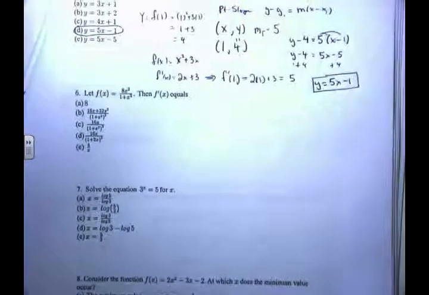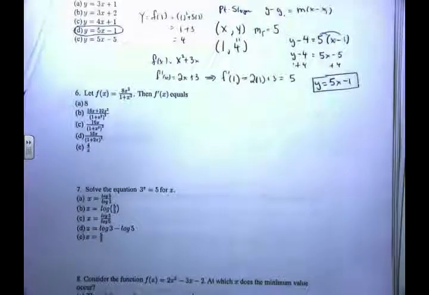Okay, the next one, and again, no calculators on this stuff. You'll notice that even in the simplest problems I am going to have to do some number crunching, but they're usually very simple numbers, like plugging in 1 or plugging in 0. All right. Let f of x be equal to 8x squared divided by 1 plus x squared. Find f prime of x.